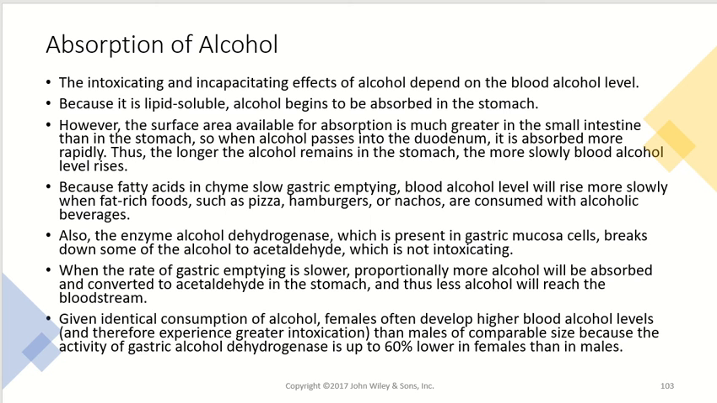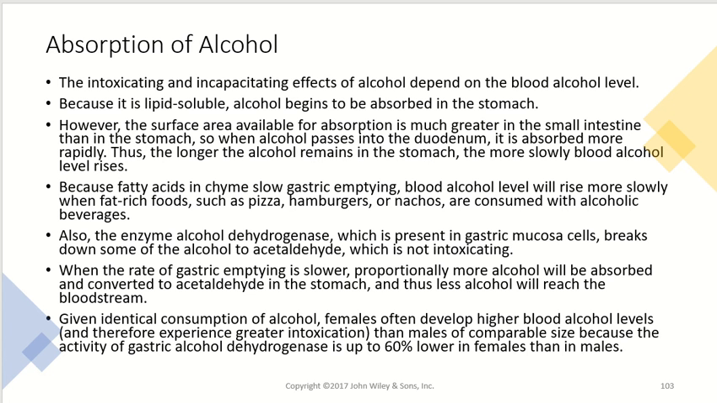However, the surface area that's available for absorption is going to be much, much greater in the small intestines than it is in the stomach. So when alcohol is able to pass into the duodenum, it's going to be absorbed much more rapidly than it would be in the stomach. Therefore, the longer the alcohol remains in the stomach, the more slowly blood alcohol levels are going to be able to rise.